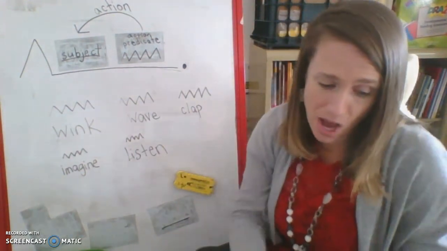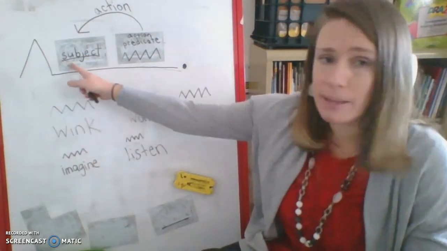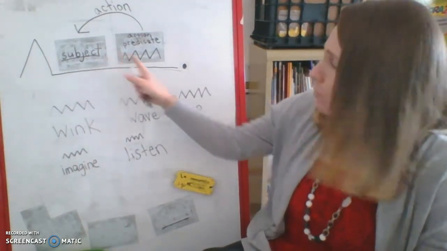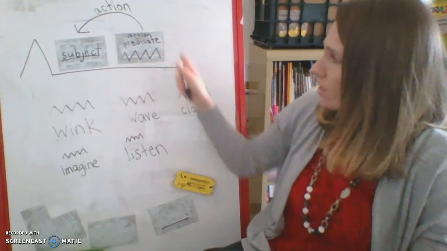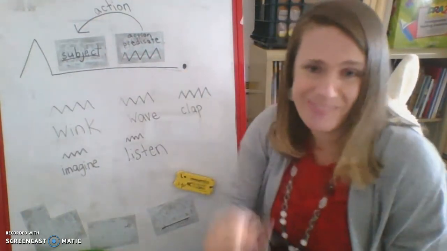So we know our subject gets marked by underlining it, and the predicate, we draw the symbol underneath it. Have fun!